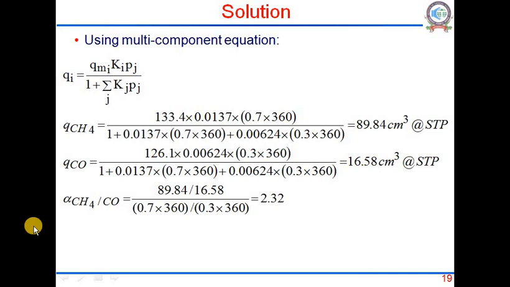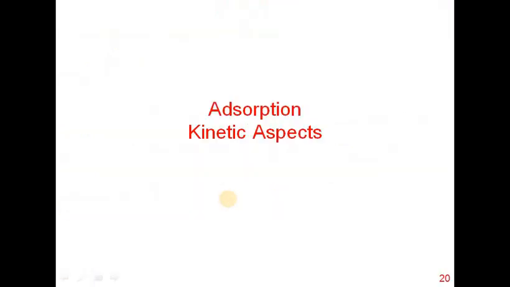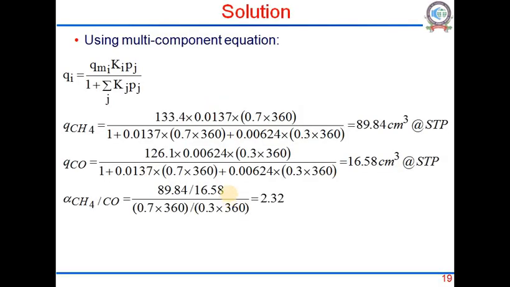Now if you want to write the selectivity, or separation factor, for methane over carbon monoxide, it will be 89.84 divided by 16.58, divided by the ratio of their partial pressures, 0.7 into 360 divided by 0.3 into 360. You will find that the separation factor is 2.32. So these are some of the problems related to adsorption isotherms.